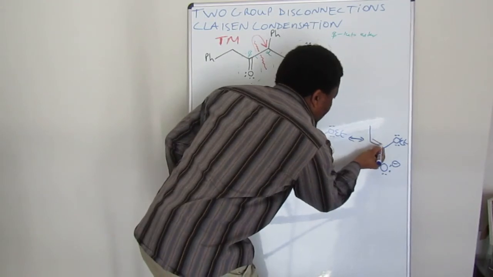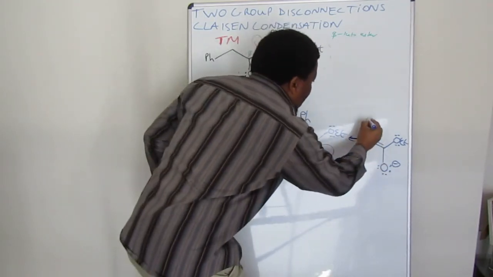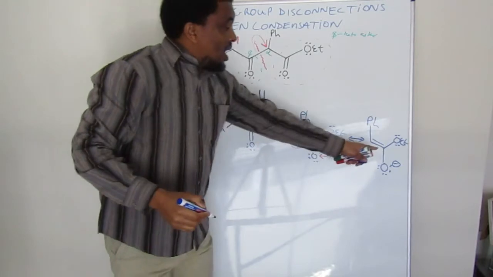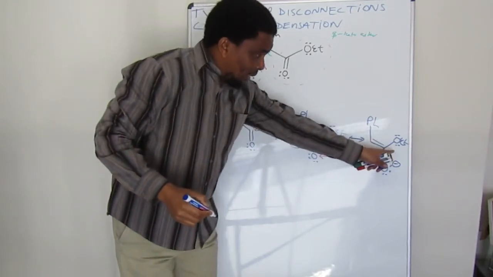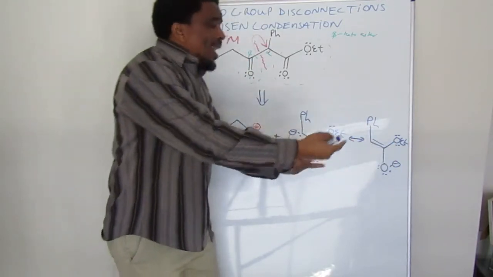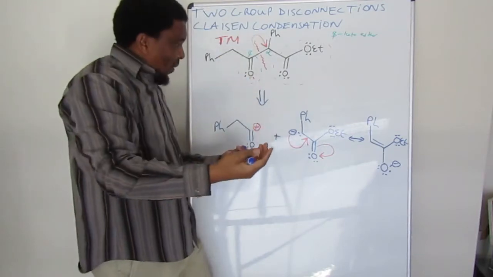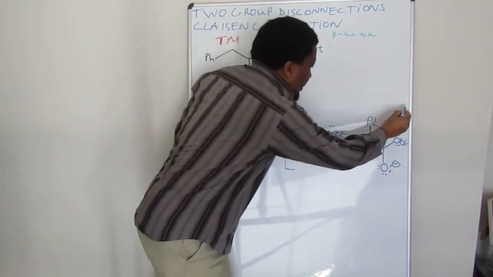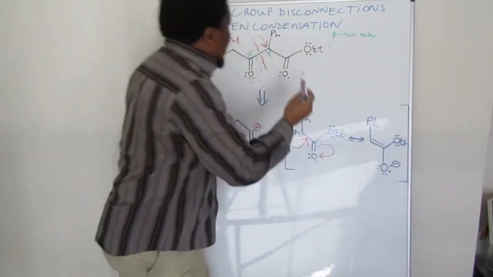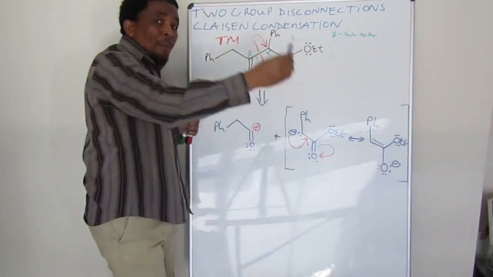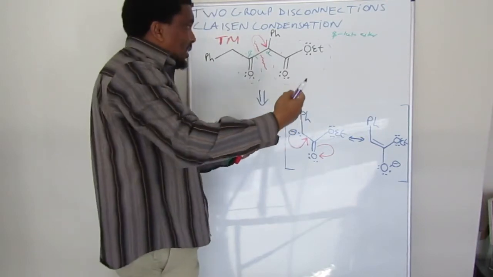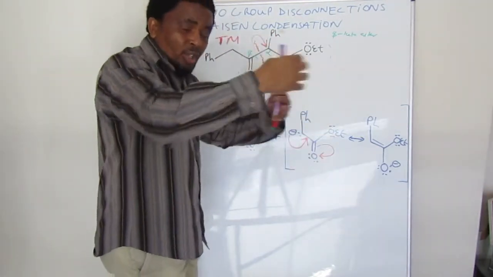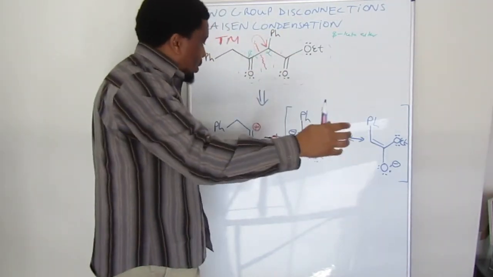There's your double bond formed there. You generate what we refer to as an ester enolate, if I were to put it that way. Remember, with disconnection, we are breaking everything down into simpler components, so to speak.